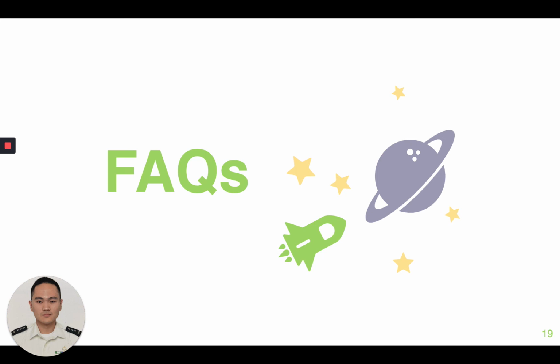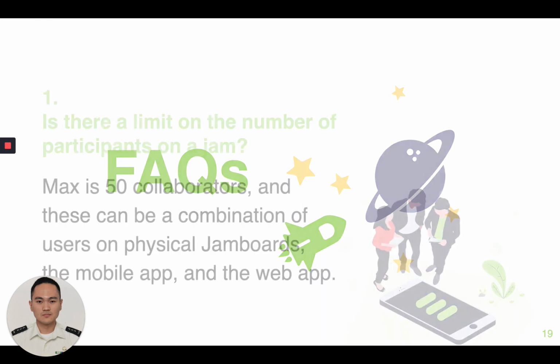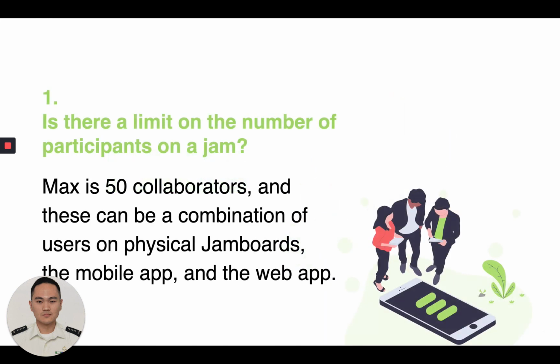So that's it for the little mind mapping or annotating on the Jamboard. So FAQs. Is there a limit on the number of participants on a jam? So maximum is 50 collaborators. So for example, your class size in one section is 36. So that's possible. You can add them as many as you like.